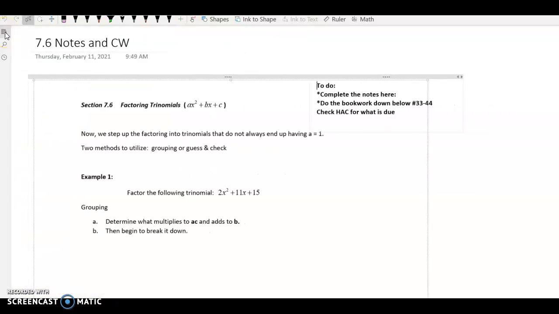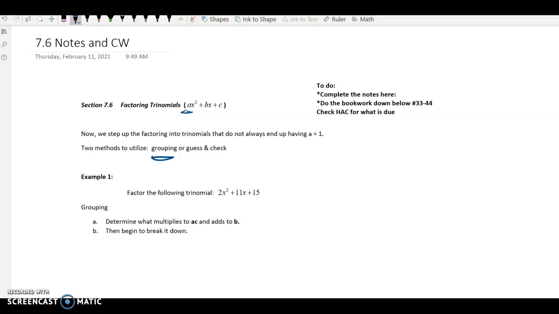All right, guys, so 7-6 is stepping up our game with factoring. 7-6 is on factoring trinomials when a is no longer 1. So what I'm going to do is teach you the grouping method today, and we'll come back to the guess and check. I just feel like sometimes grouping, personally, is quicker and easier. So we're stepping it up.